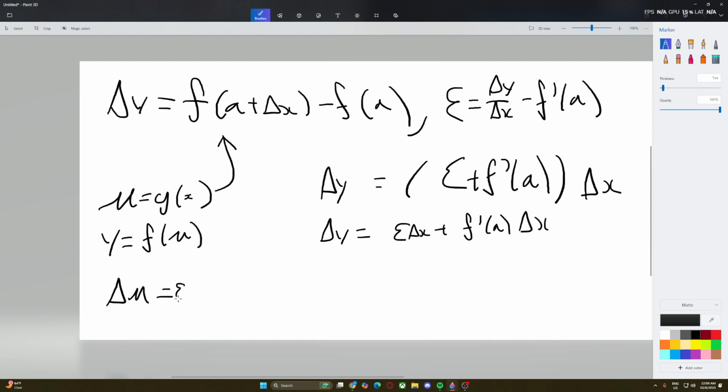So change in u equals epsilon times change in x plus g prime a change in x, and change in y equals epsilon times change in u plus f prime b change in u. Oh yeah, it's not the same variable, it's b. And these epsilons are different, epsilon 1 and 2.